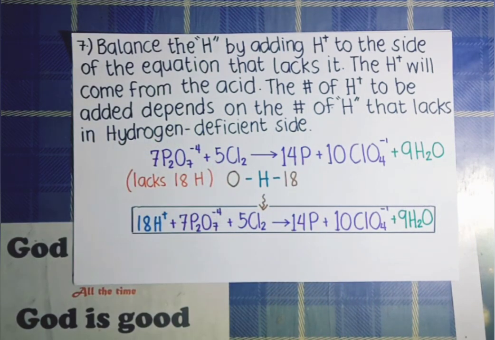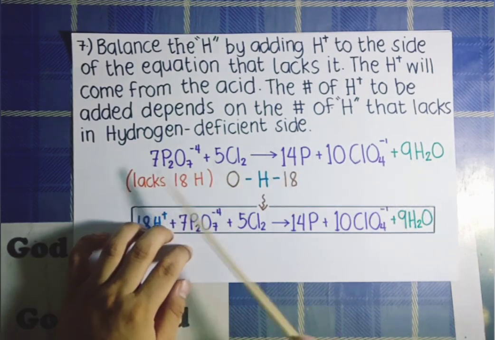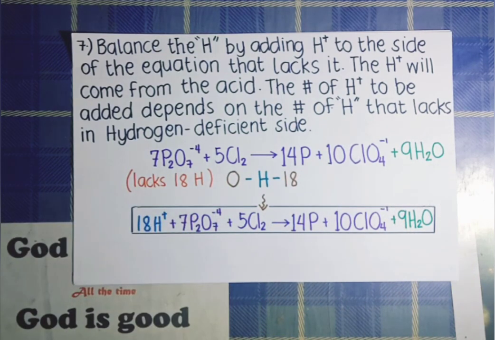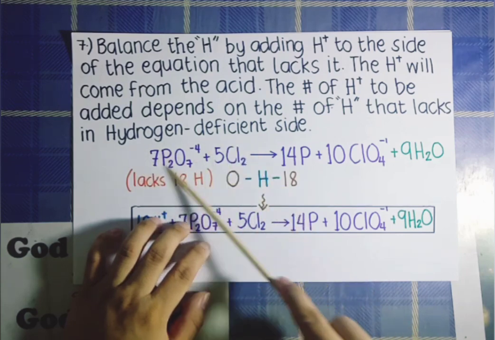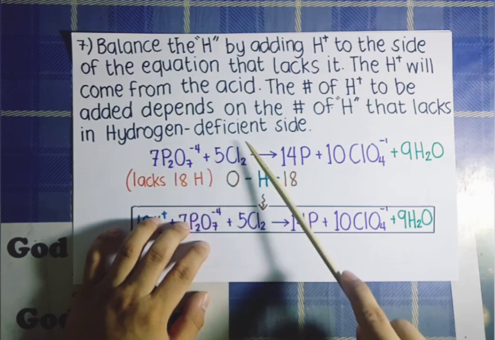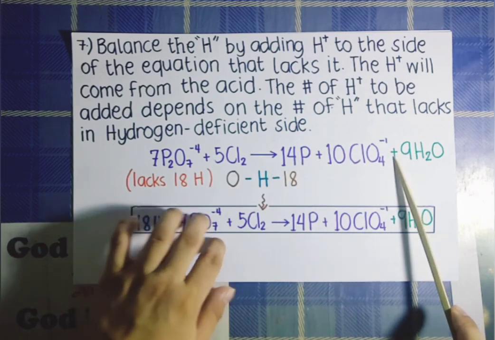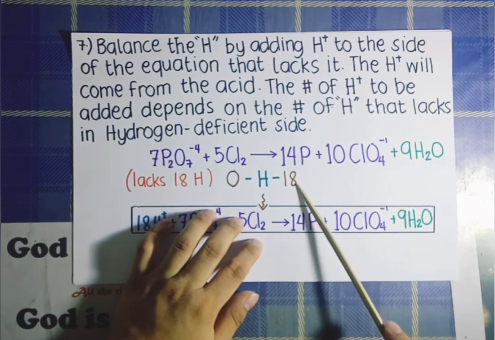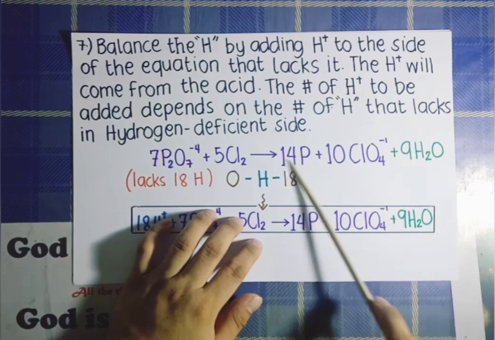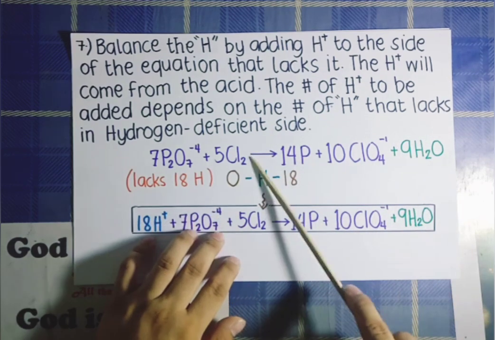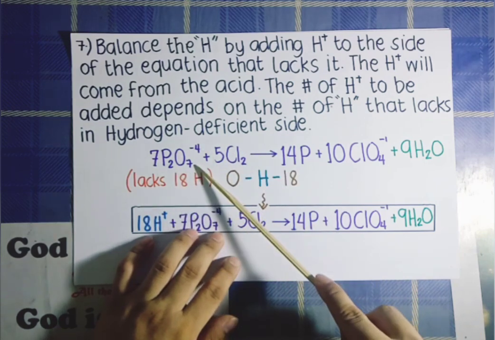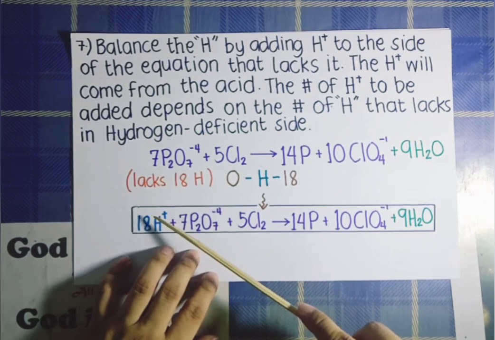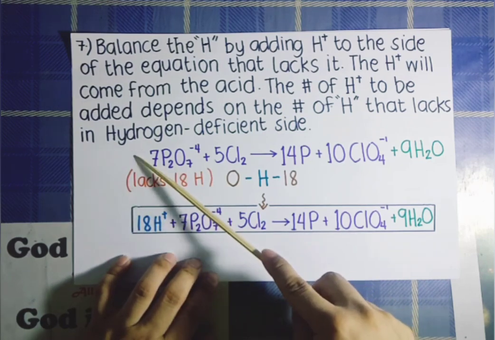So let's go back with our prior equation. This is our prior equation. And if we are going to count all the hydrogen atoms in both sides of the equation, for this one, we don't have any hydrogen atoms at all, and therefore, our hydrogen here is 0. For this side, we have here 9 times 2, that's 18. We have actually 18 hydrogen atoms in this side. Therefore, this side is actually the hydrogen deficient side, and it actually lacks 18 hydrogen. And so to balance this, we are going to add 18 hydrogen ions in this side of the equation.